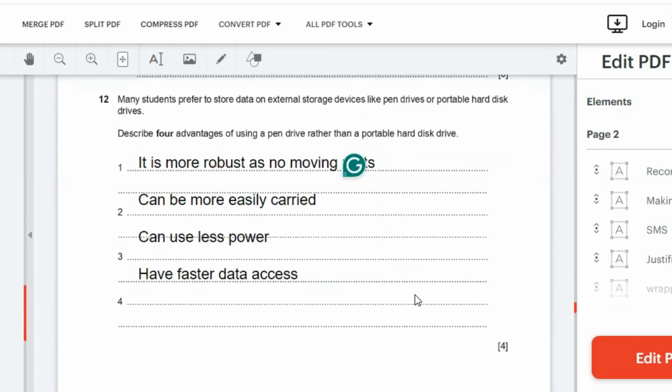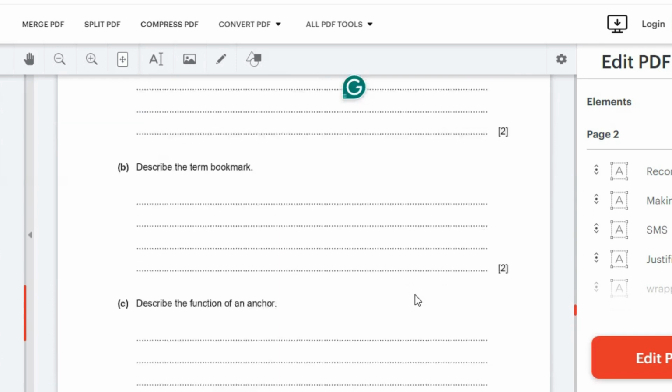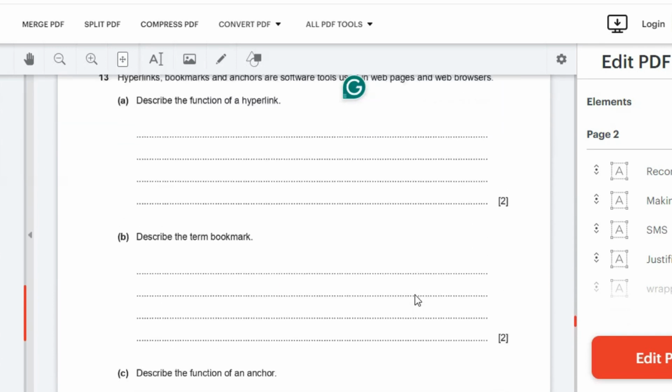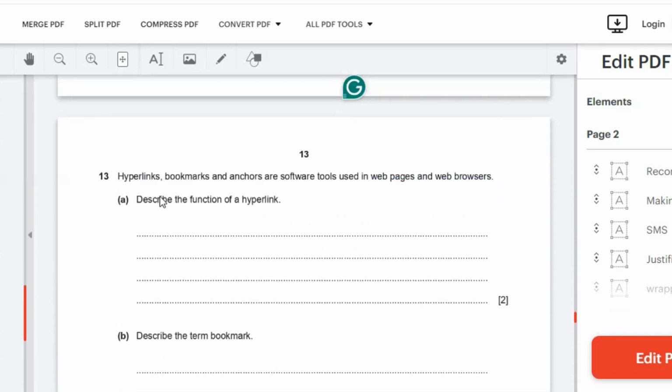All right. So let's move on to question number 13. It says hyperlinks, bookmarks, and anchors are software tools used in web pages and web browsers. Describe the function of a hyperlink. What's the function of a hyperlink?